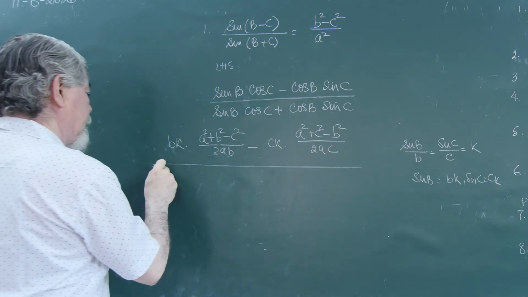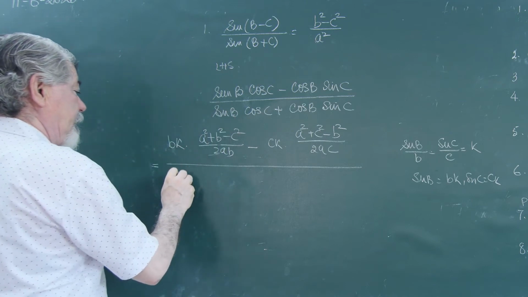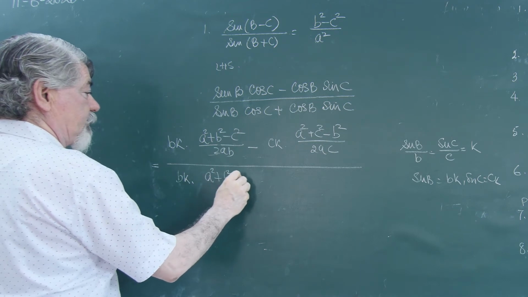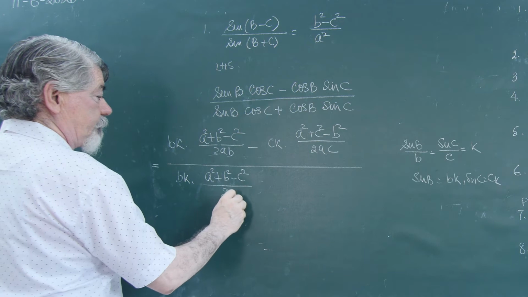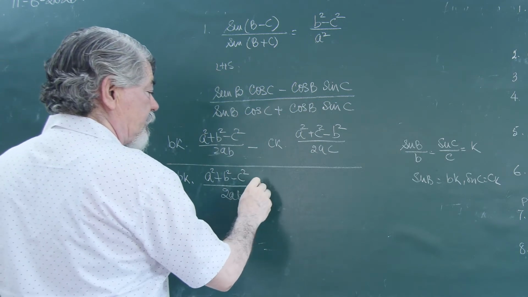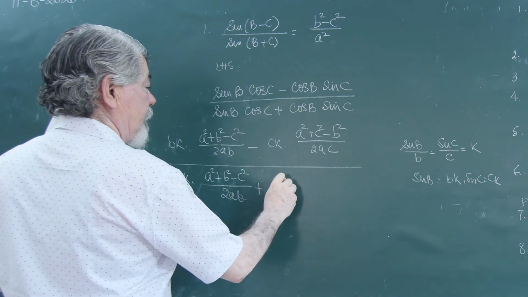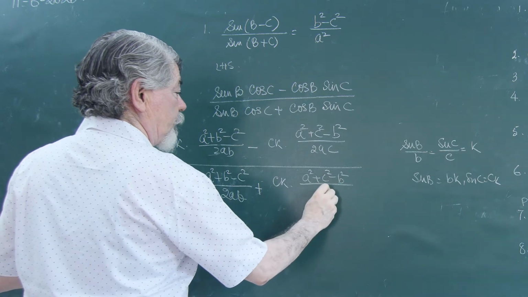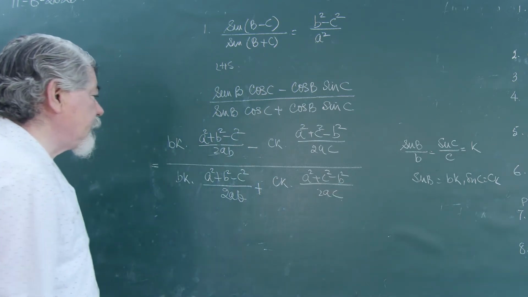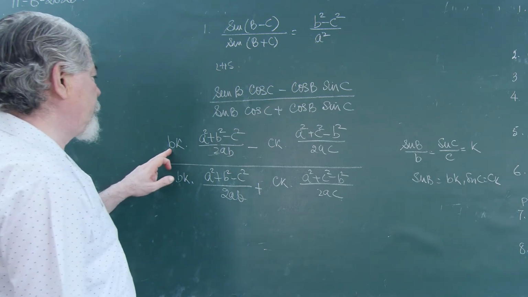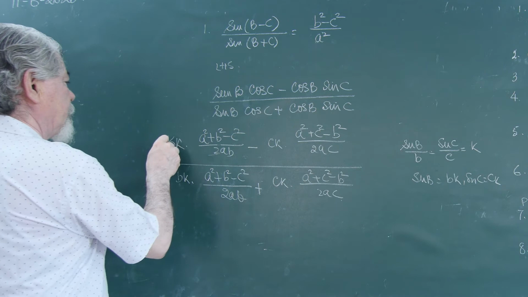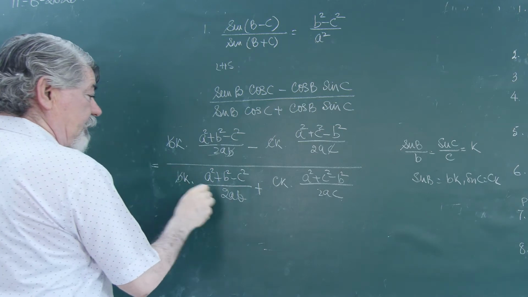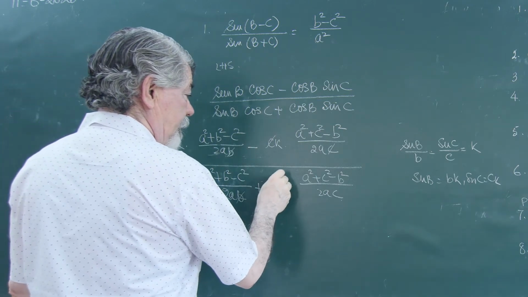The denominator has sine b, which again becomes bk, and cos c will be (a square plus b square minus c square) upon 2ab, and instead of minus it will be plus ck, and the same cos b, (a square plus c square minus b square) upon 2ac. Now we can take out what is common. b will cancel with b here, c will cancel with c here, similarly b and c will cancel in the other term.